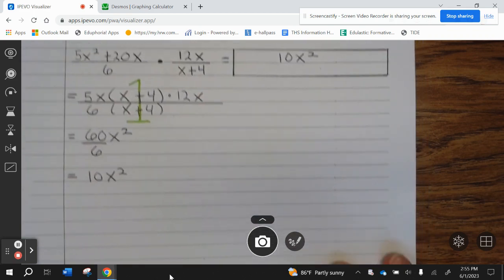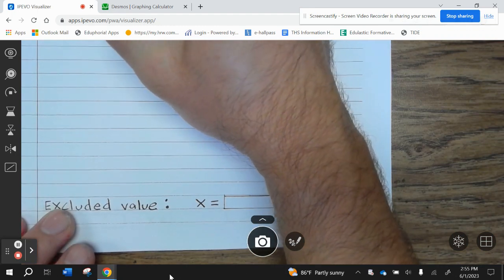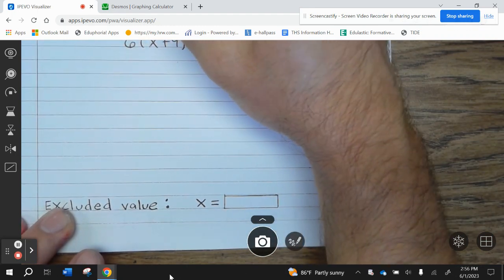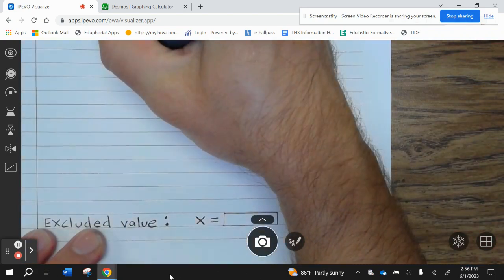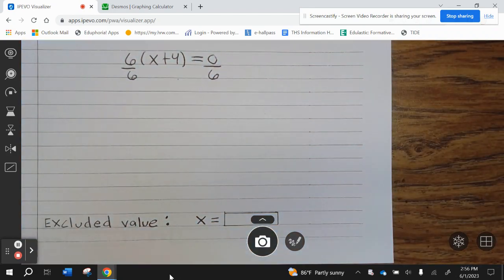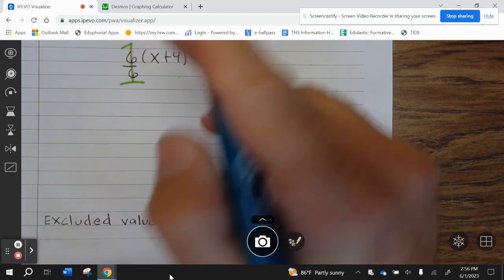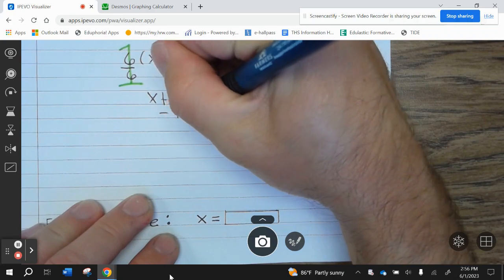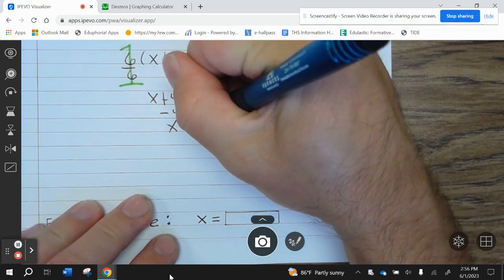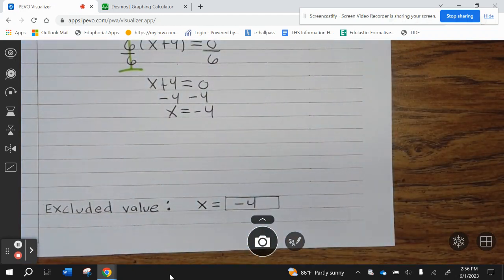Now, for the excluded values, we set 6 times x plus 4 equal to 0. So you set the denominator equal to 0. Okay. Well, we divide both sides by 6. 6 divided by 6 divides and becomes 1. So then you're left with x plus 4 equal to 0. Subtract 4 from both sides. X equals negative 4. Okay, go ahead and finish up example 2.